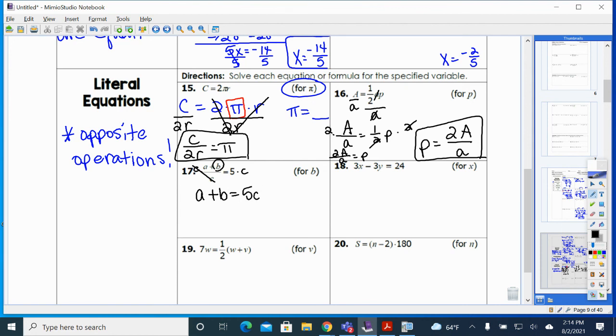Now, at this point, I need to get rid of the A. Well, what's happening with the A? It's A plus B. It's a positive A. So in order to get rid of this A, I'm going to have to subtract. You've got to think about opposite operations, how to undo, how to get rid of.